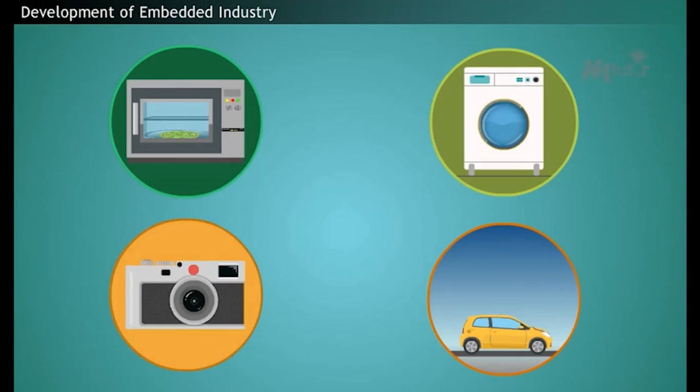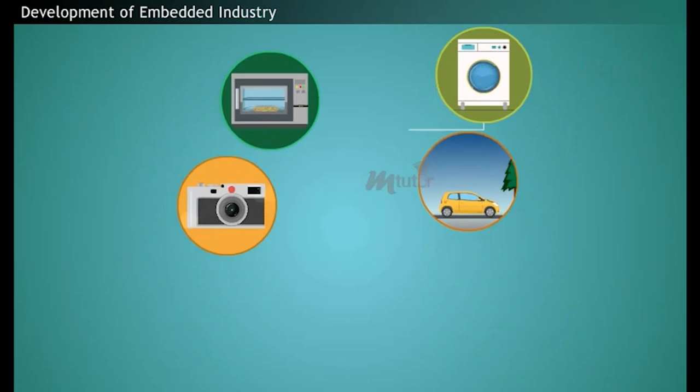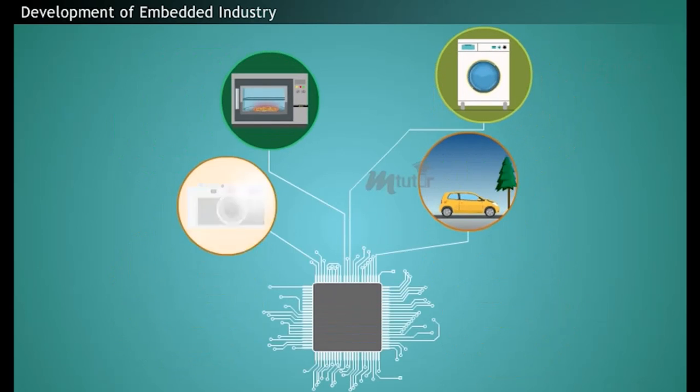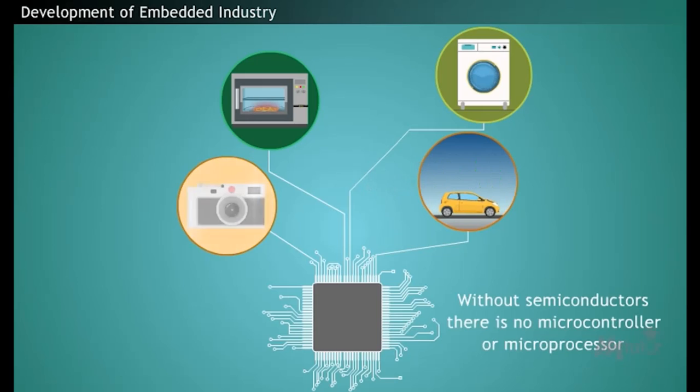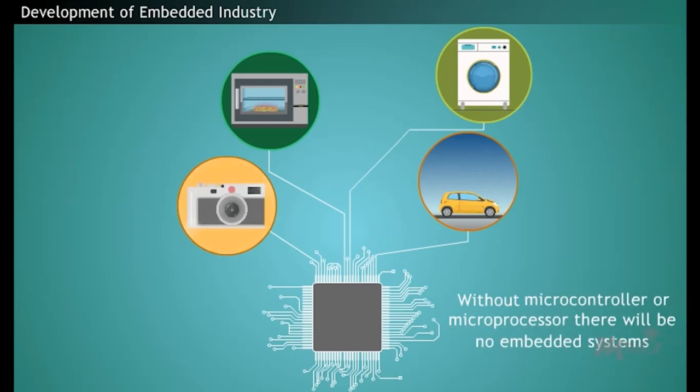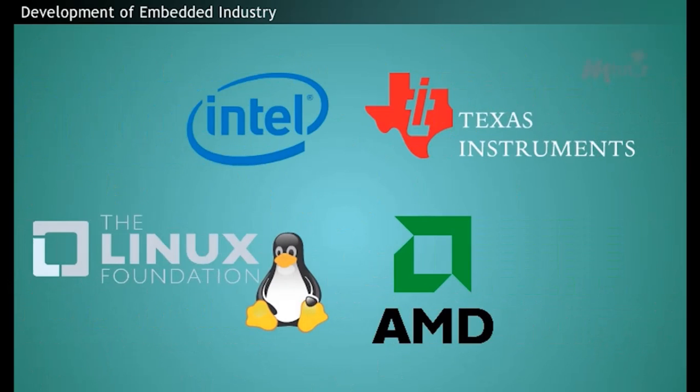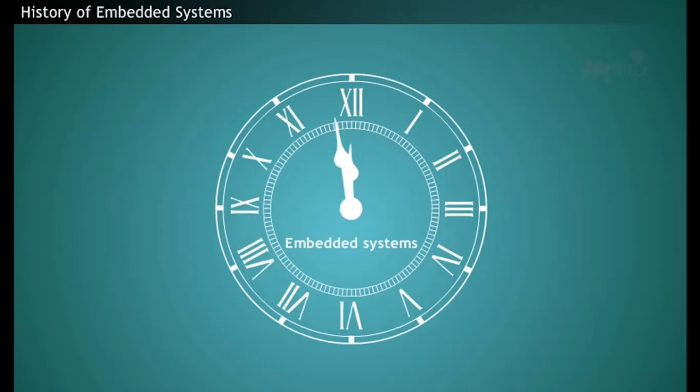Here we go. Have you ever wondered how the remarkable development of the embedded industry has made our life so simpler and easier? It is all due to the invention and development of semiconductor technology. Because without semiconductors, there is no microcontroller or microprocessor, and without them, there will be no embedded systems. Hence, it is important to know the efforts of various reputed industries which have made the embedded market more successful. So, let us take a look back at the major events that have marked the history of embedded systems.